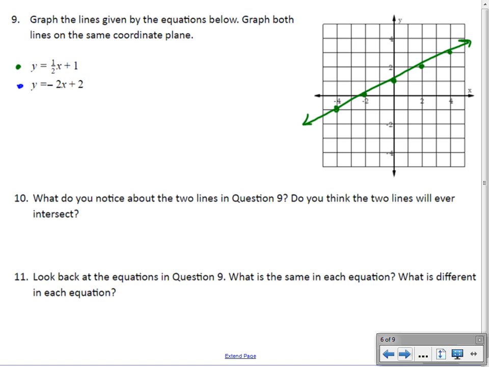Now for the second, we have a y-intercept of 2 and a slope of -2. So I'm going to write this as -2 over 1. That tells me I need to go down 2, right 1. Or I can go up 2, left 1. Now we can clearly see here that they're no longer parallel.